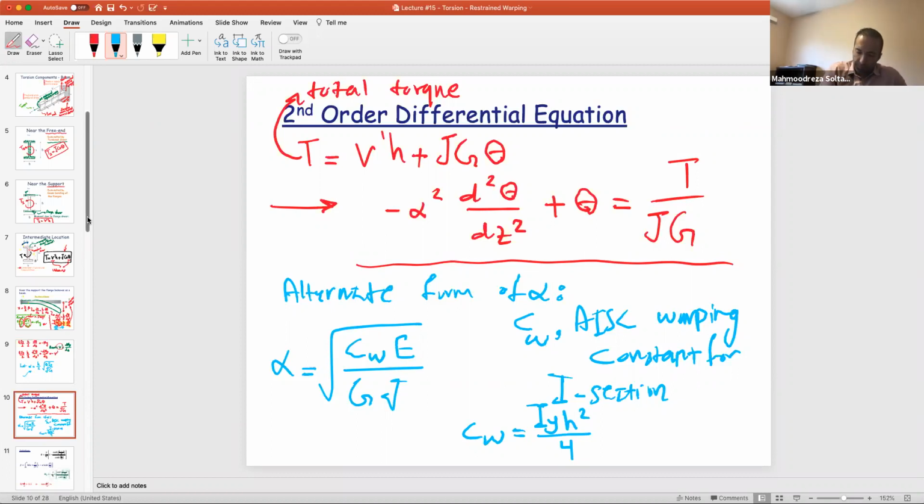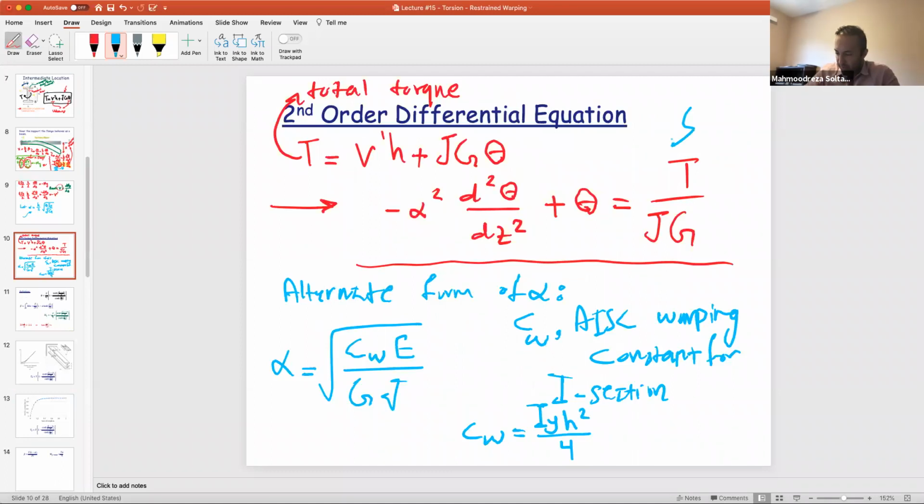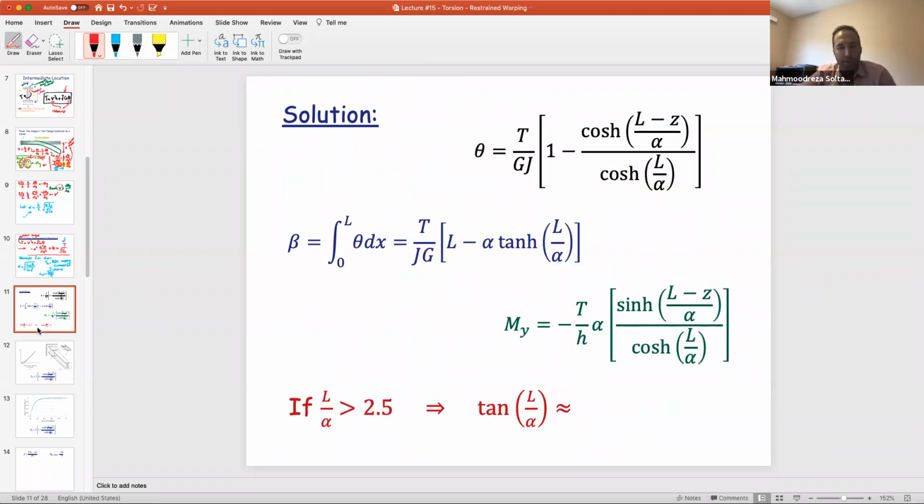Okay. Let's go to the next slide. Okay, so now we try to solve that expression. We are solving this guy, right? We are trying to solve this. If you solve that, this would be your answer. You're going to find theta. You're going to find beta.